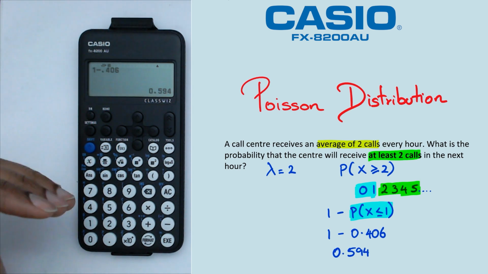And folks, that's pretty much how you do Poisson distribution on this particular CASIO FX8200AU calculator.